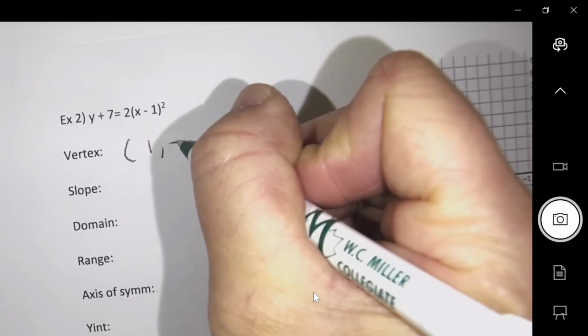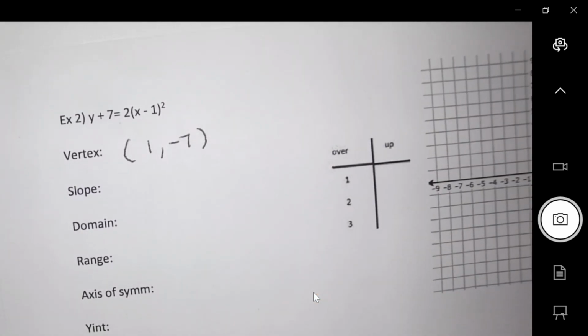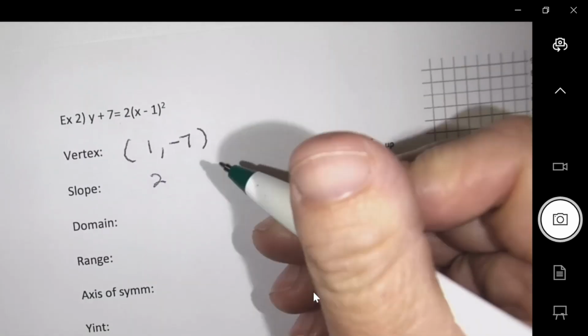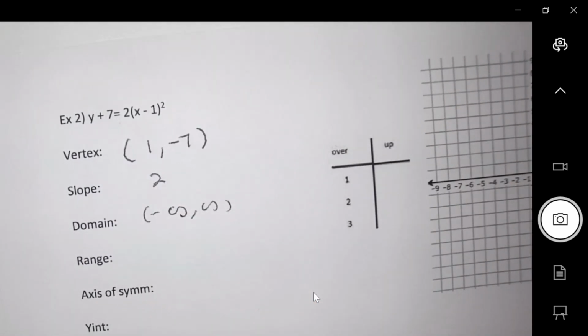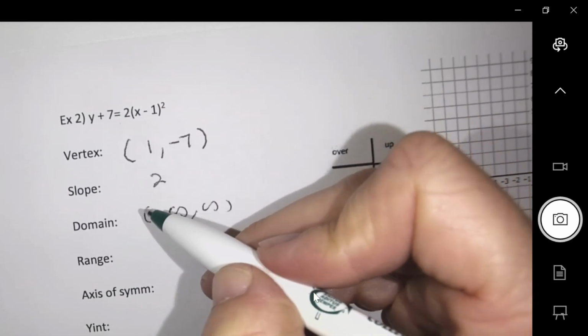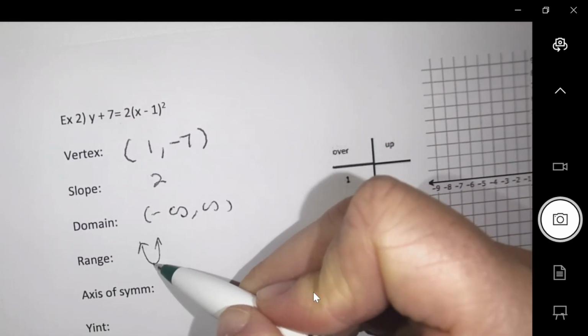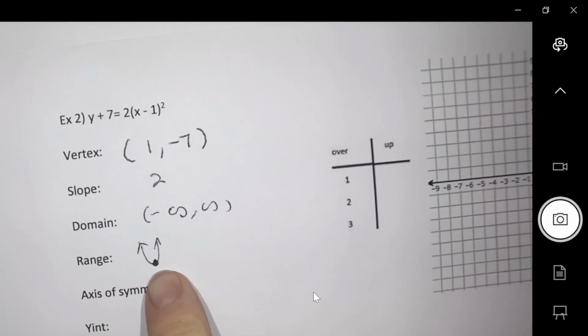1, negative 7. Okay, make sure you think the x stuff goes first and then the y stuff. The slope is 2. Domain, negative infinity to infinity. Before I do the range, I'm going to have to consider if it's opening up or down. If your slope is 2, we're opening up. So therefore, it's going to be at some number and then upward.